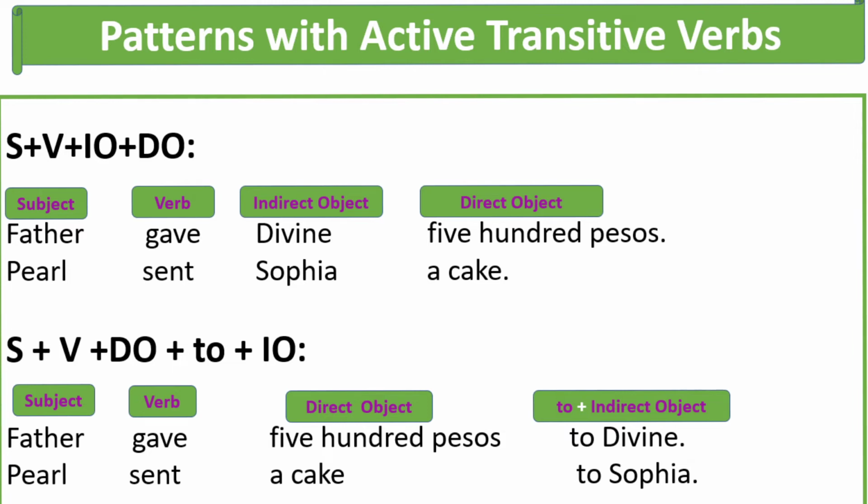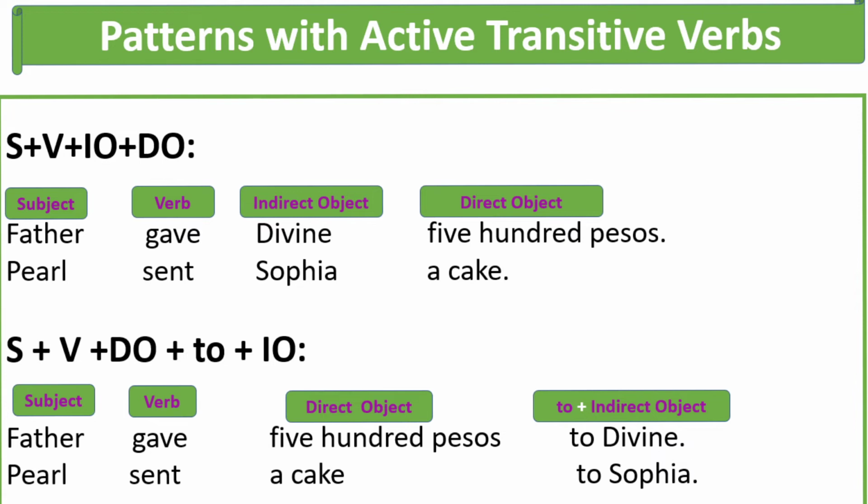S+V+IO+DO. So let's now combine IO and DO. So we have here two examples again. Father gave Divine 500 pesos. So we have subject is father, gave is the verb, and then the indirect object is Divine, and direct object is 500 pesos. So how are you going to locate it? Father gave what? 500 pesos. To whom? To Divine. It's the indirect object.